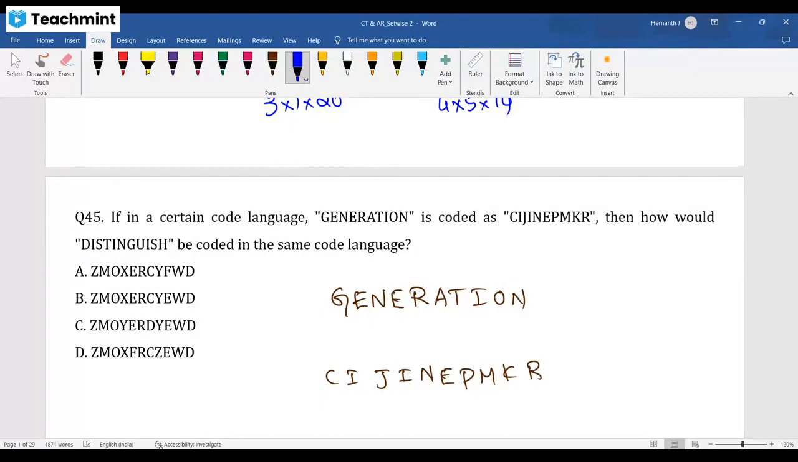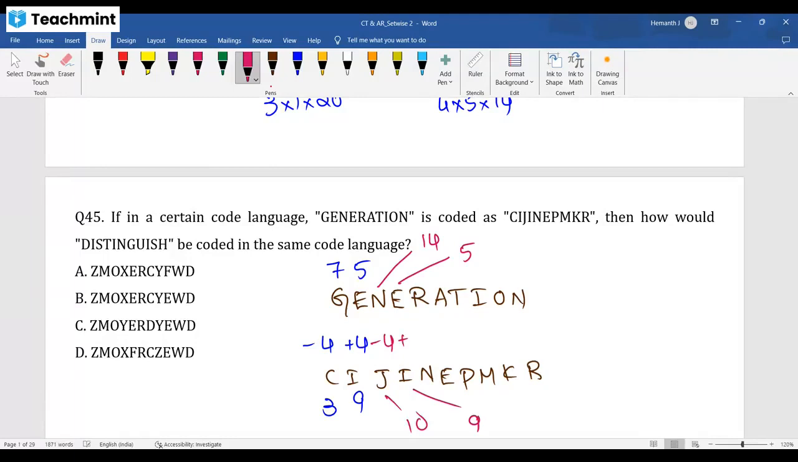C G is 7, C is 3, -4. E is 5, I is 9, +4. For your kind information, they have given -4 and +4. N is 14, J is 10, -4. E is 5, I is 9, +4. So a -4 +4 logic is going on. Now, if you apply that, distinguish.